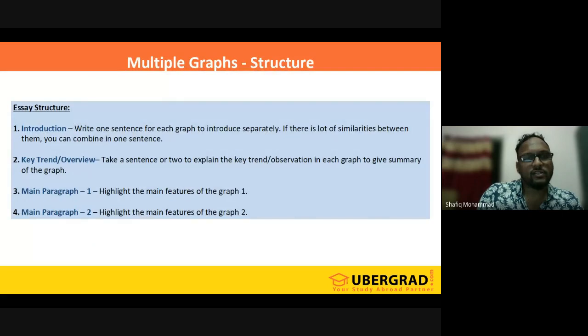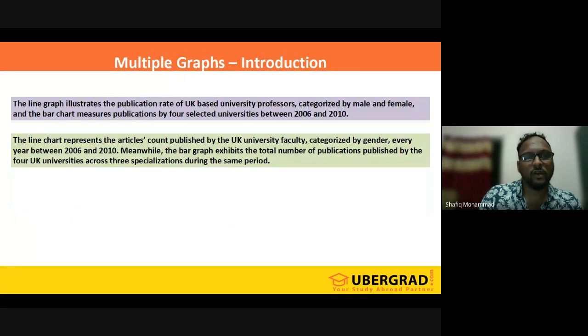So yes, this is all about introduction, overview. Now we are going to see overview. Okay. Yeah, we also need to know that introduction, right? So there are two types of introduction given here.